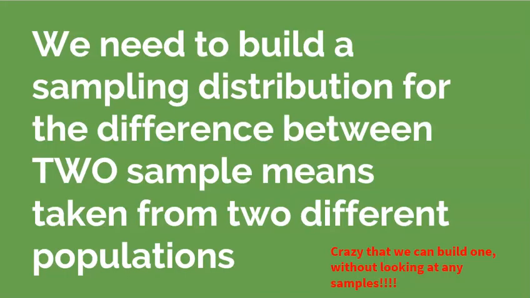All right, so we need to build a sampling distribution. Let's just get down to it, right? We've been doing that all unit. We know exactly what this is about. But the focus here is on the difference between two sample means taken from two different populations. And what's crazy is that by the end of this video, we're going to be able to understand what this sampling distribution looks like without even taking a look at any samples.